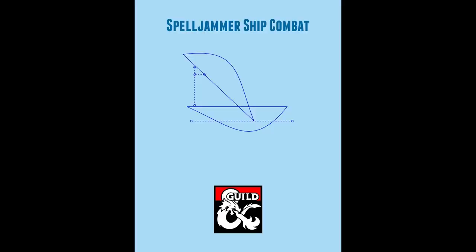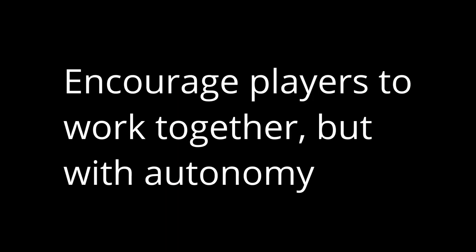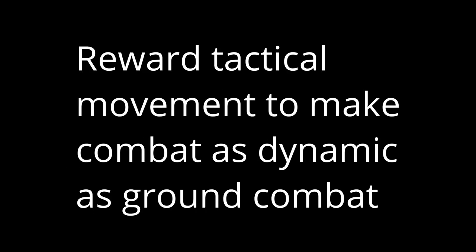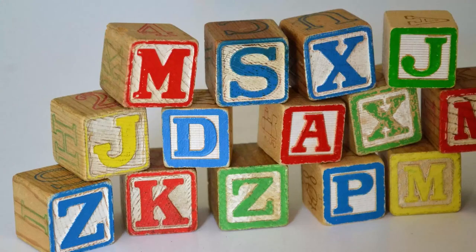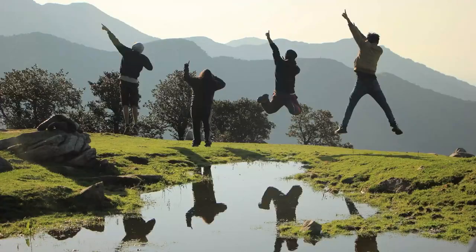This is a simple system for the missing ship combat rules in Spelljammer. It's meant to encourage players to work together. Hits are intentionally powerful, and tactical movement is rewarded, so combat is ideally resolved in just a few rounds. For some, this may be too simple. For others, this is a quick and fun way to have space combat in Spelljammer games.